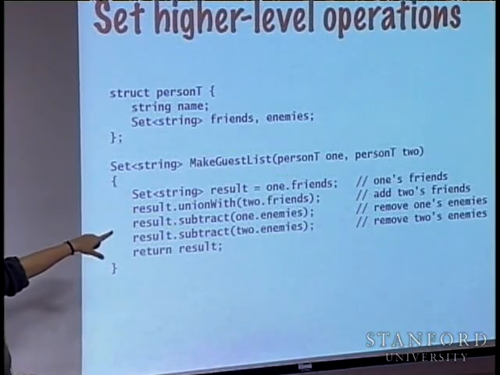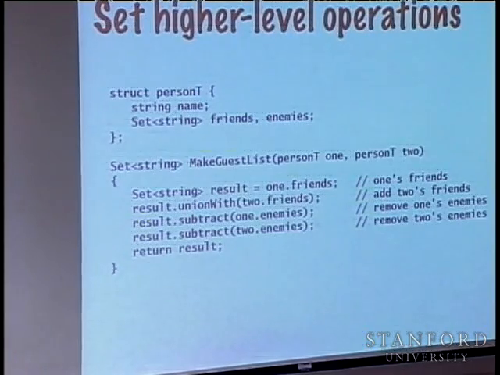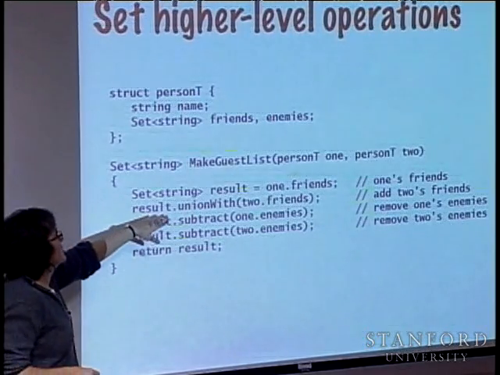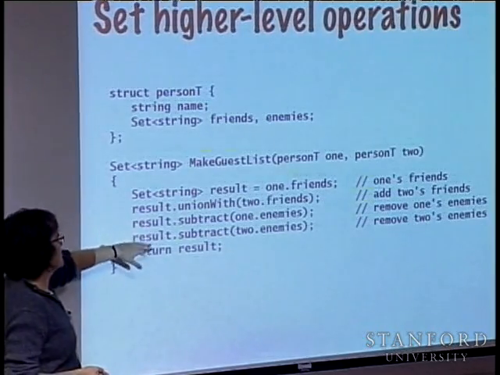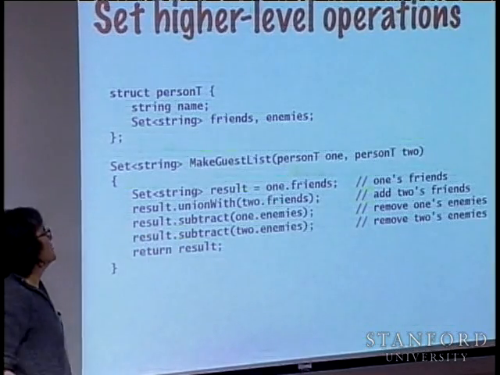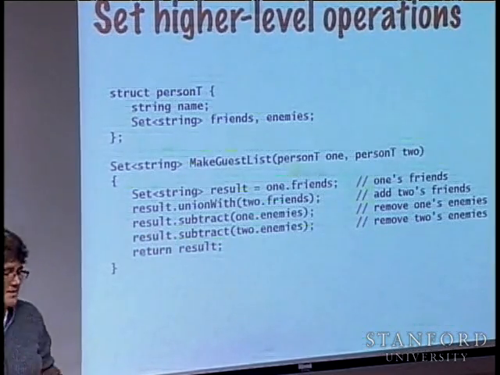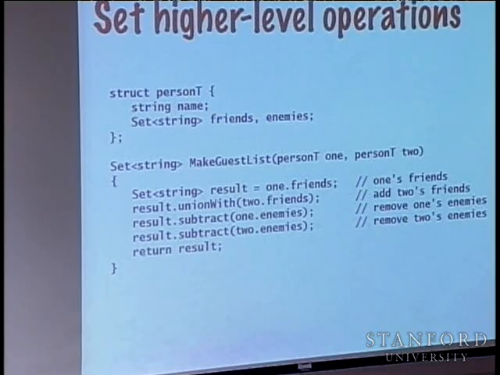So I got a new set that was initialized to the contents of one's friends. I took that set and destructively modified it to add two's friends. So now the result has an enlarged circle of friends. And then I'm further destructively modifying it to remove anyone who was on my enemy list and your enemy list, to get us down to that happy set of folks that we both like, or either of us likes and neither of us dislikes.